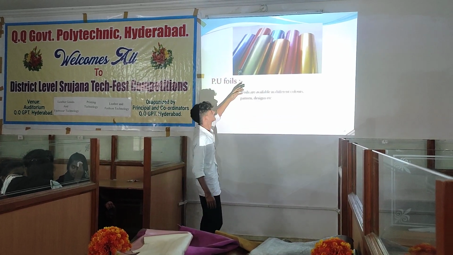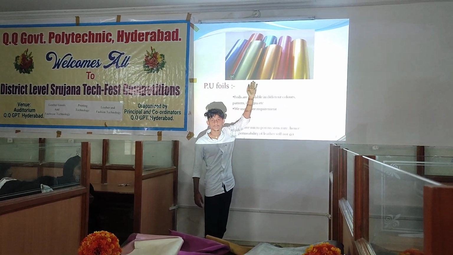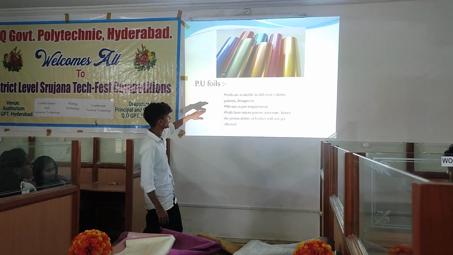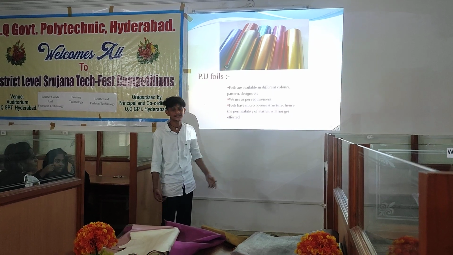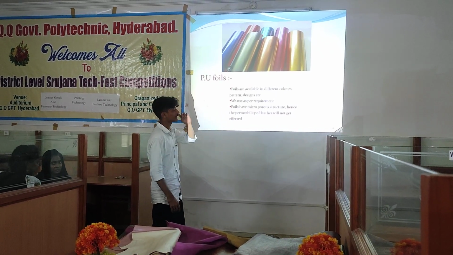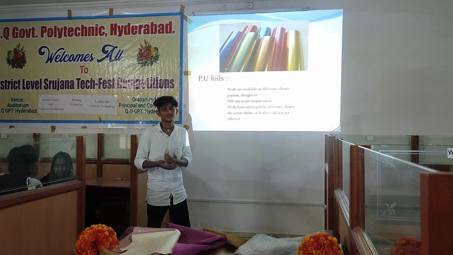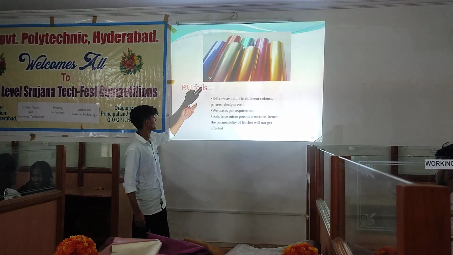Here we can see the foils, different types and different colors of foils. Then PU foil. PU means polyurethane foils. Foils are available in different colors, patterns and designs, and are used as per requirement. If you want different colors as you require, you can use the different types of foils.